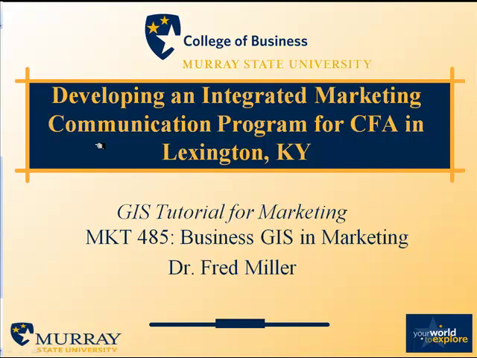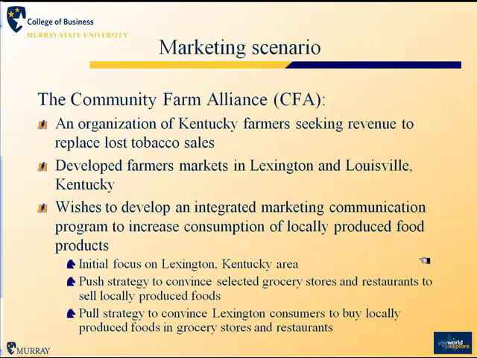This video lesson covers Chapter 5 in the GIS Tutorial for Marketing book, Developing an Integrated Marketing Communication Program for CFA in Lexington, Kentucky. CFA is the Community Farm Alliance. It's an organization in Lexington and across the state of Kentucky that is designed to help Kentucky farmers recover the revenue they lost formerly to tobacco sales, growing of tobacco crops and selling of those.